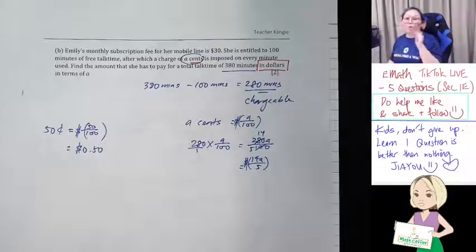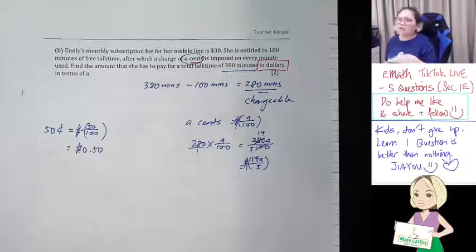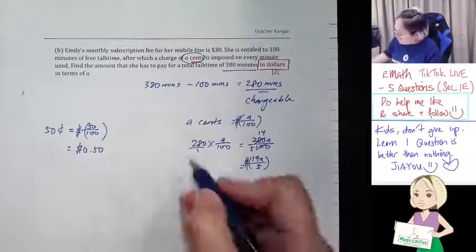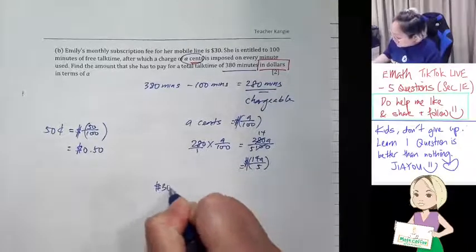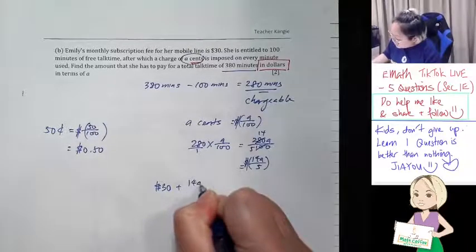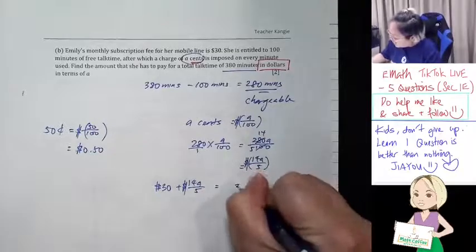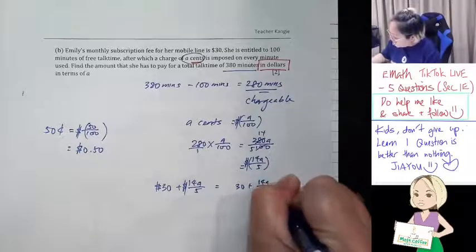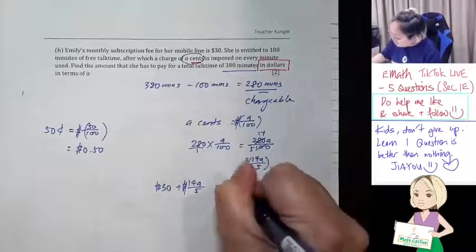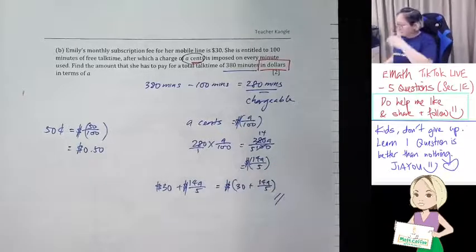Yes, you can also put 2.8. For this case, it gives you a nice decimal. But I'm going to leave it in fraction form. So then after that, it will be $30 plus 14A over 5. So just put it together, 30 plus 14A over 5, put a whole bracket and put a dollar, and we are done.